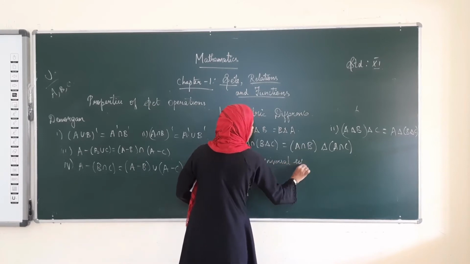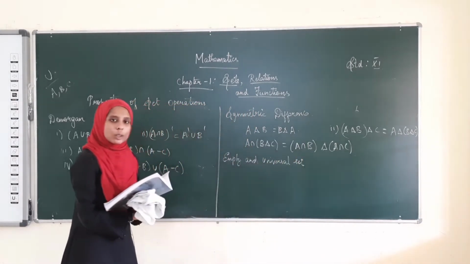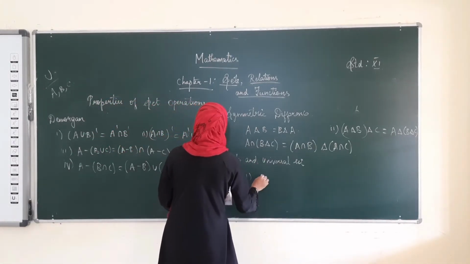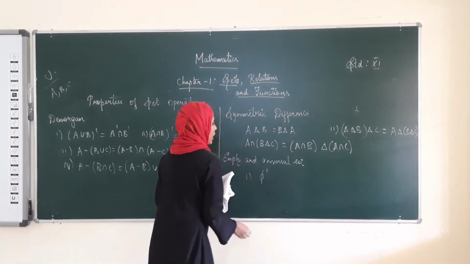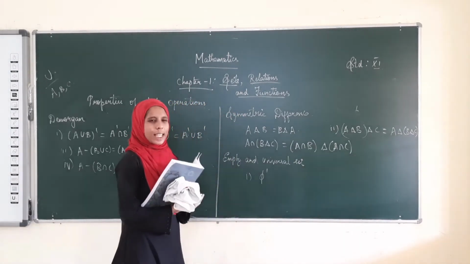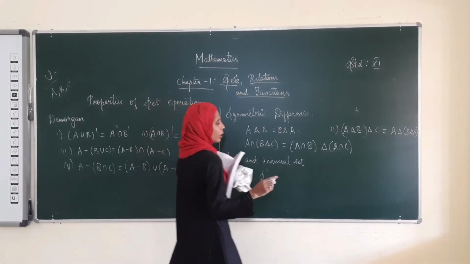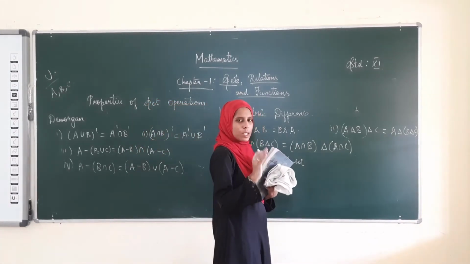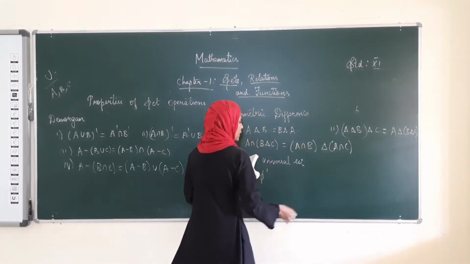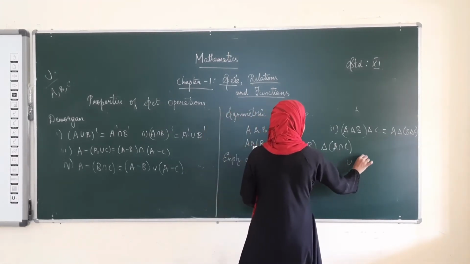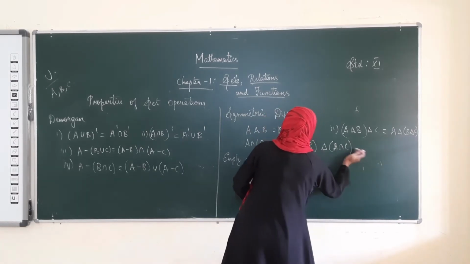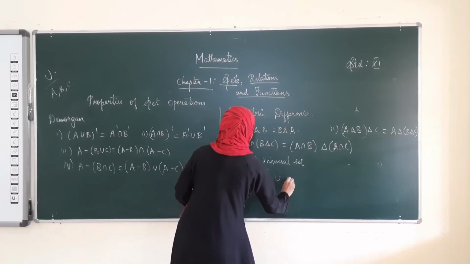You have to mug up these properties, then only you can do the sums. First thing is, see here, this is empty dash. What is empty set dash? Regularly what we see, A dash means we subtract the elements of A from the universal set. Similarly, U minus empty set means what we get? We get only U. Therefore, empty dash is equal to U.